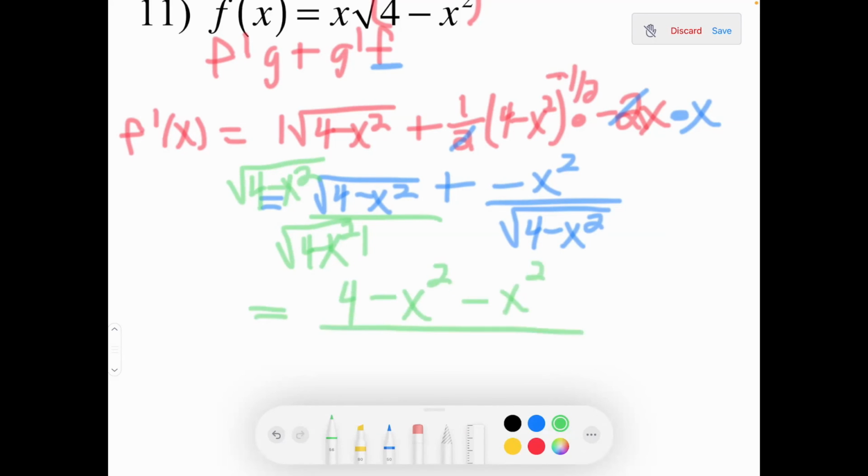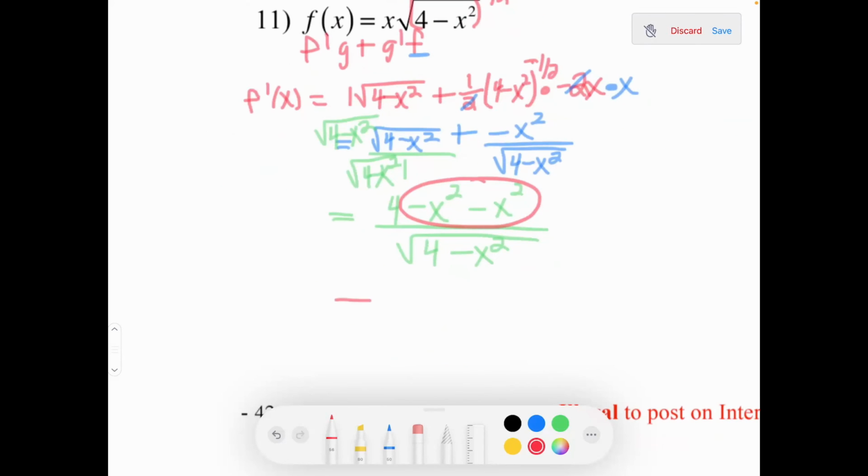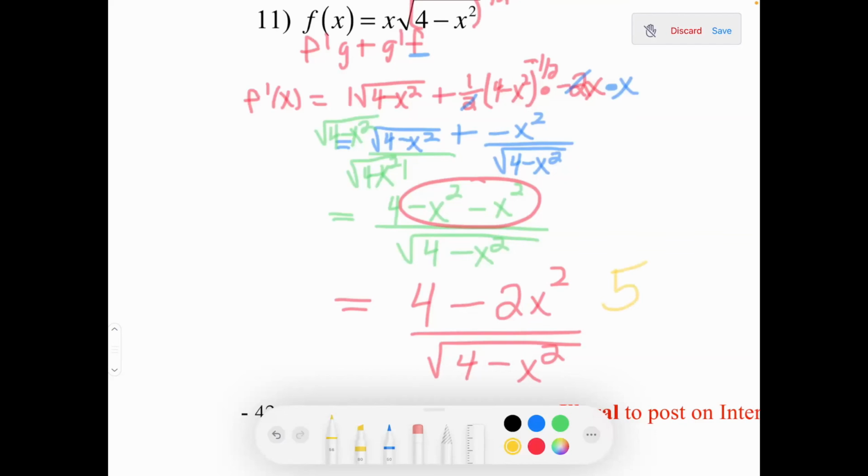And we can combine this into one big fraction since the denominators are now equal. And we have like terms in the numerator that we can add together. So our final 5-star answer would be 4 minus 2x squared all over the square root of 4 minus x squared. And if you look at your notes, it says your best answer is making our numerator and denominator one fraction with numerator and denominator in factored form, as factored as it can be. So this would be our 5-star answer.